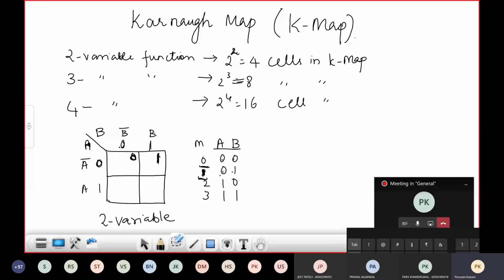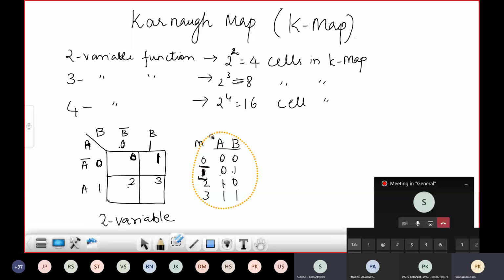Now you tell me the min term associated with this cell. You have to look at A, B: A is 1, B is 0. So 1, 0 means min term 2. This cell is 1, 1, and 1, 1 means min term 3. Am I clear to all of you? Any doubt in this? No doubt? Okay, fine.